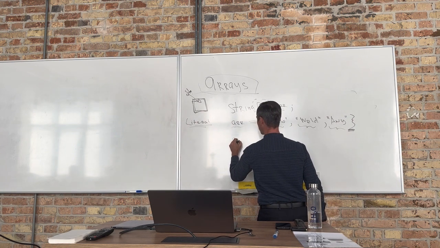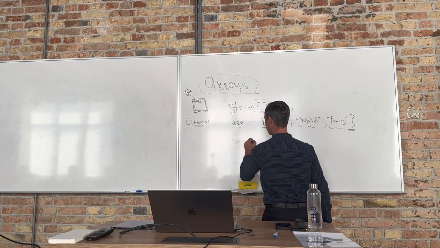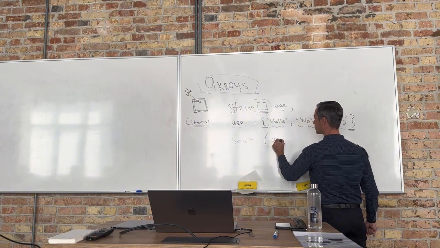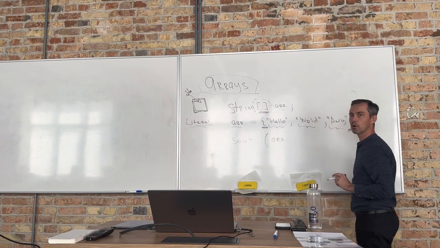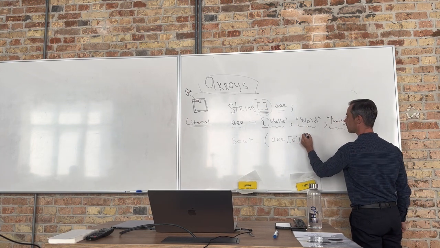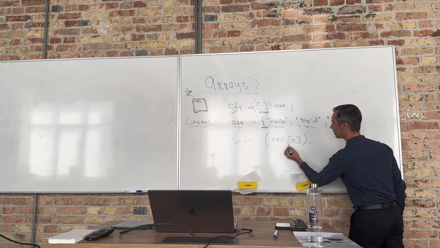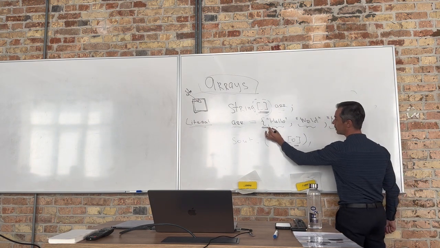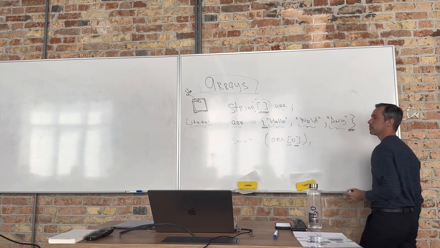I could output with System.out.println, for example, the first element of this array, and I could do it this way. So again, we have these brackets. Pay attention, here we have curly brackets, but here we have these square brackets.